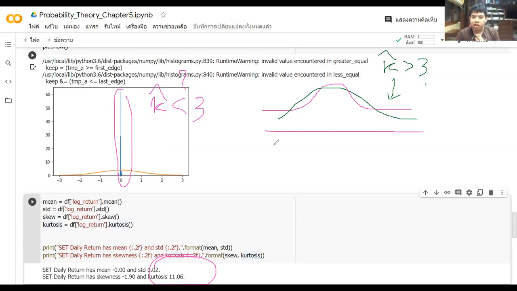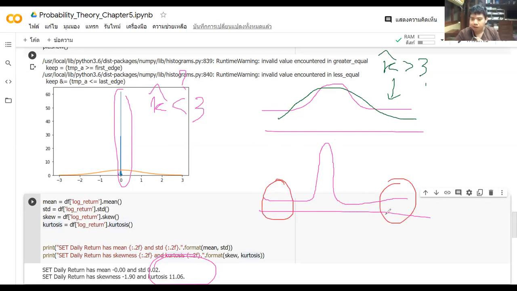It's strange in the normal sense, but it's not strange in finance. Because in finance, usually you have something like this. So this one, extreme events. Extreme events are very likely to occur. That explains why the kurtosis is very high.